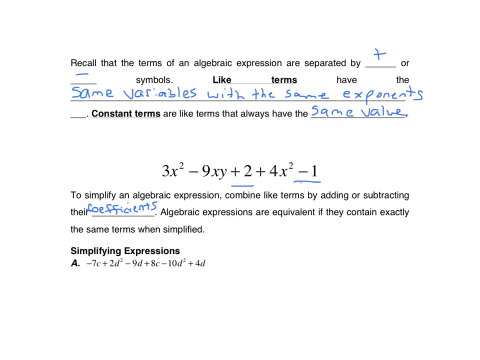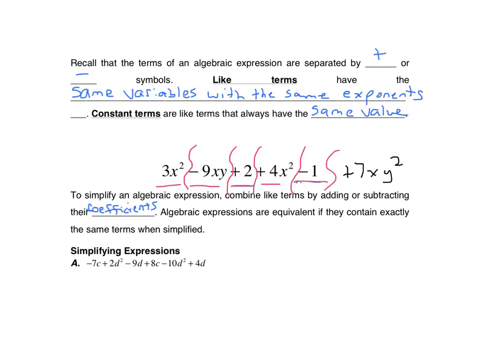+2 always has the value +2. There isn't a variable with it, so they always remain the same value. In our example, we have a minus sign here, a plus sign here, a plus sign here, and a minus sign there. So we have 1, 2, 3, 4, 5 different terms. And let's say I'm just going to add one for fun. So what if I added plus 7xy squared?